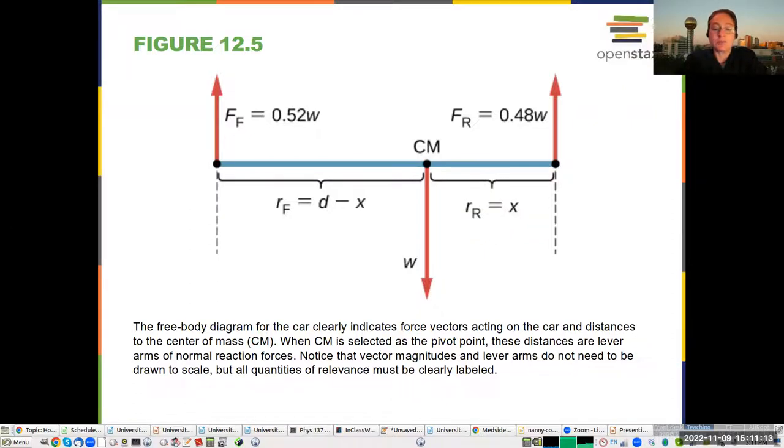Okay, so here, this is a free body diagram for the previous problem, with the forces acting on the car. You have the weight acting as if it were entirely at the center of mass. And then you have two forces, which are the reaction forces of the road on the car. Those two forces are not equal. You're told that 52% of the weight is on the front wheel and 48% of the weight is on the rear wheel. So you can view this as a static equilibrium problem where both of those forces are creating a torque about the center of mass.